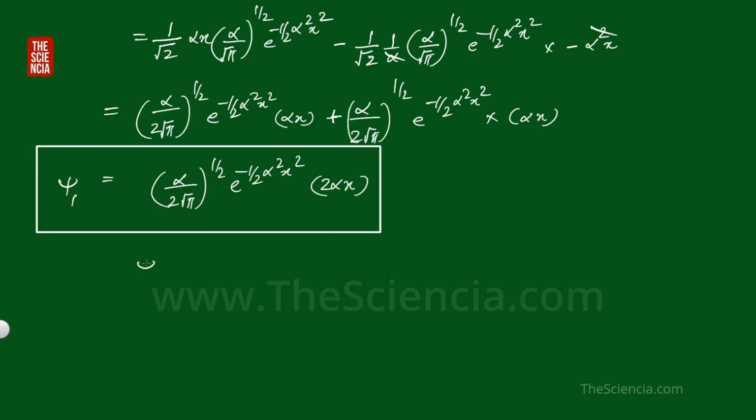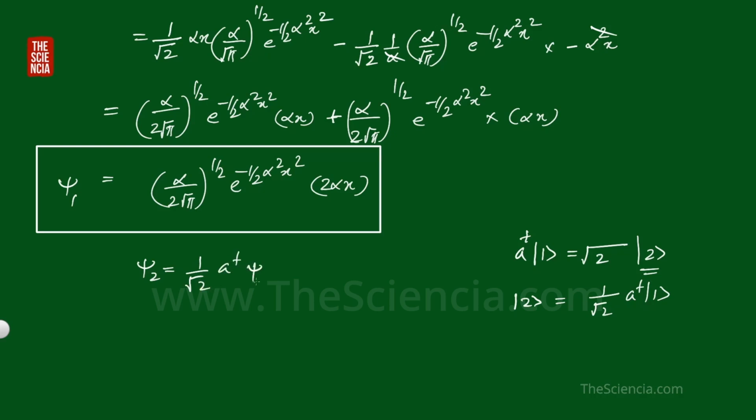Similarly, we can find out psi 2. That is, we know if we operate a creation operator on the state 1, then we will get root n plus 1, that is root 2 ket 2, right? So this is what we have to find out, that is ket 2 is equal to 1 by root 2 a dagger ket 1. Okay, so to find out psi 2, what you have to do? You have to take 1 by root 2 a dagger psi 1. Okay, we know the value of psi 1.